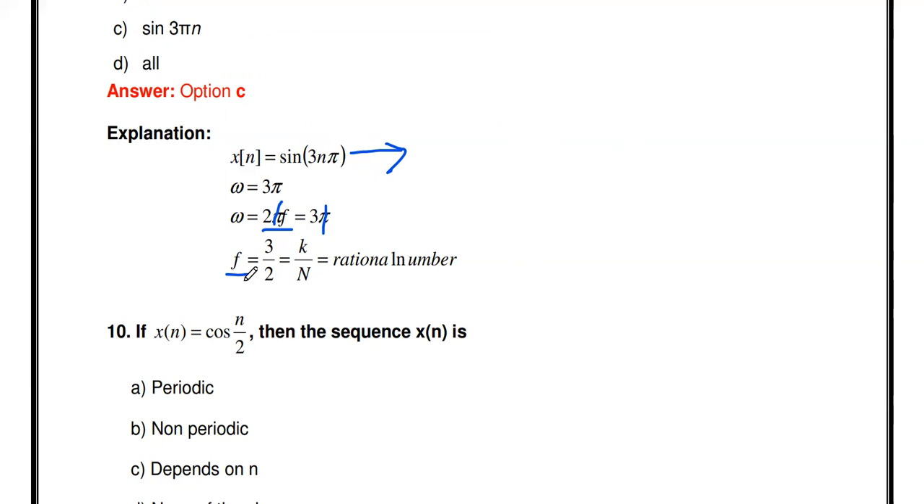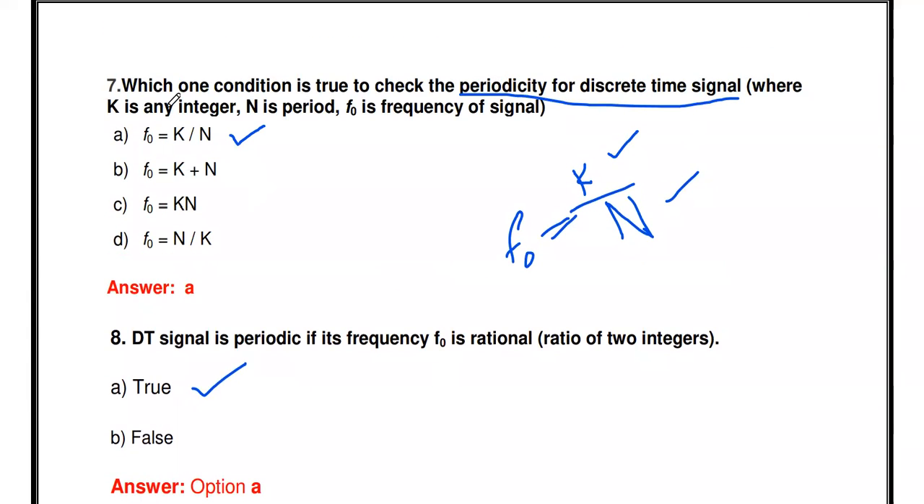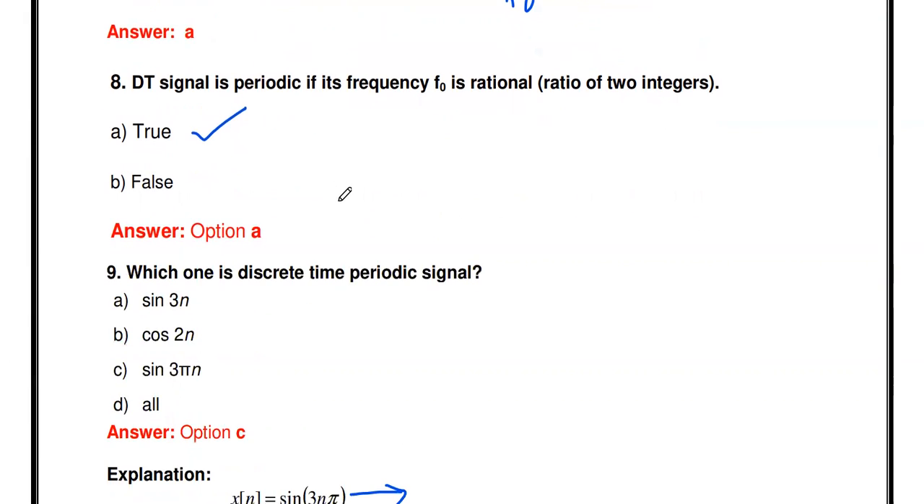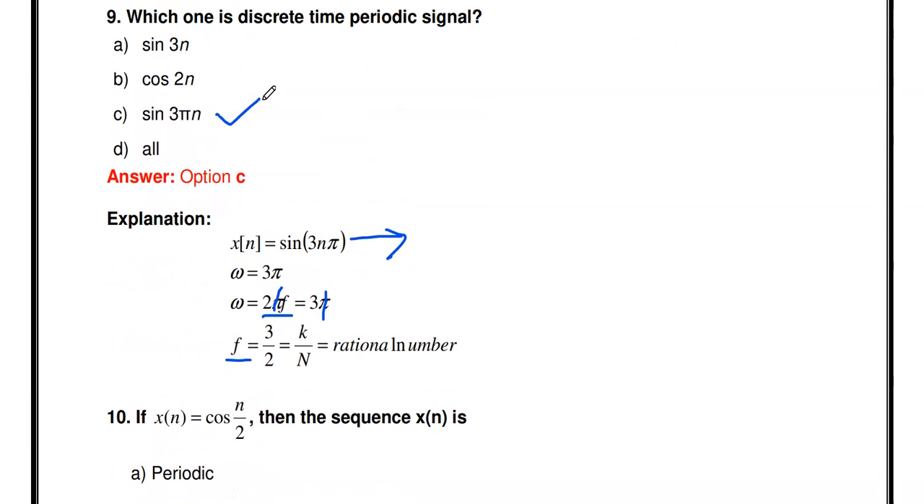Okay. So already you know in a discrete signal, the frequency f can be written in the format of k divided by n. So already one condition is given, the f naught can be written as a ratio of two things, k divided by n. So that's why here this 3 divided by 2 is k divided by n. So you see the k value 3, n value 2. So both k and n are integers. So if f is a ratio of two integers, we can say that the given signal is periodic.